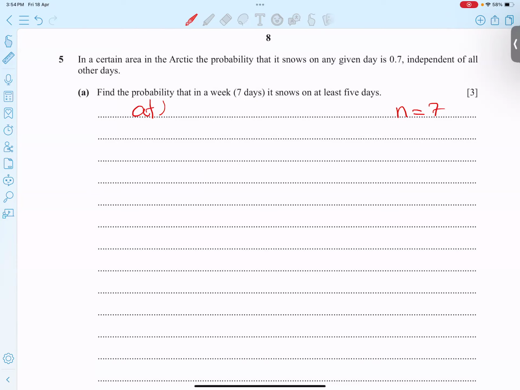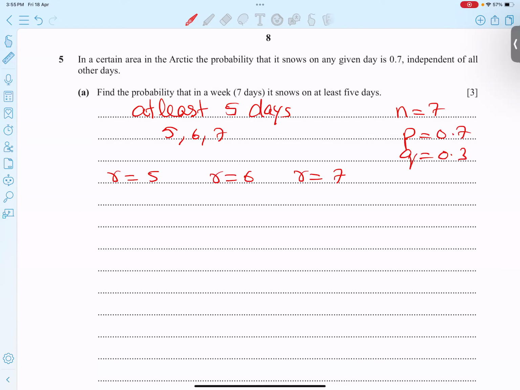What does at least 5 days mean? At least 5 days means, students, he talks about 5, 6, and 7. So we have R value 5, R value 6, and R value 7. And what is P? The probability of snow is 0.7, and Q is 1 minus that, so 0.3. So I think you can do it now. This is also expressed as 5 and above.